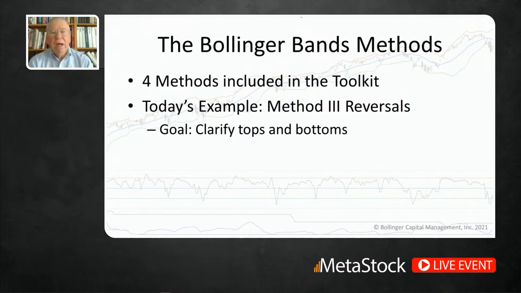So in my book, Bollinger on Bollinger Bands, I presented three methods. We're going to look at the third of those methods today, because the past year has been a really, really choppy market. It's been a great market for swing traders. And method three is the sort of method that a swing trader might use.